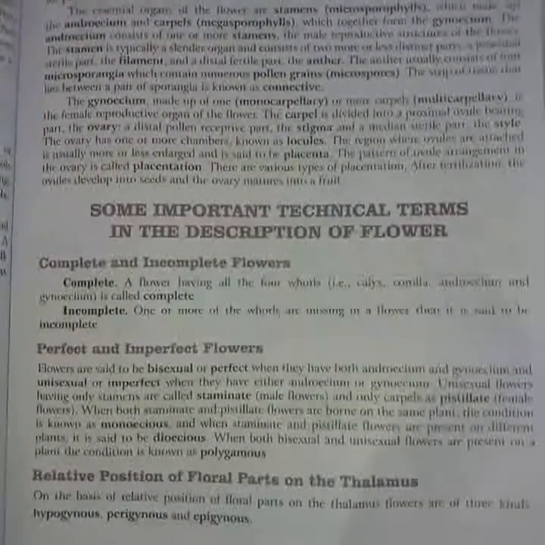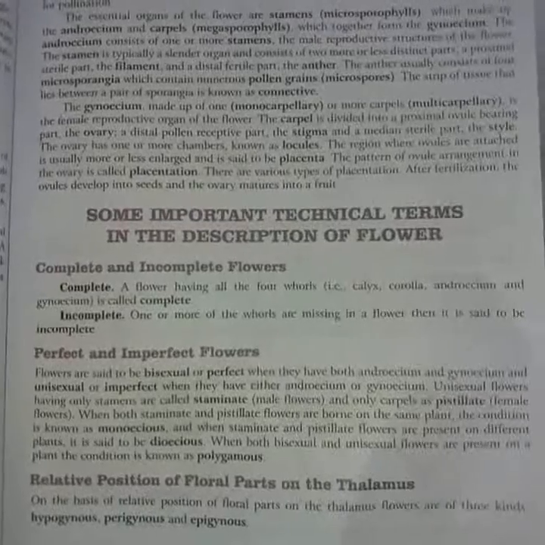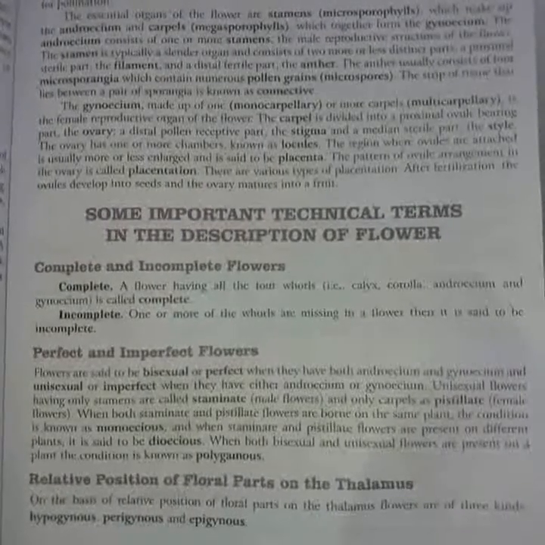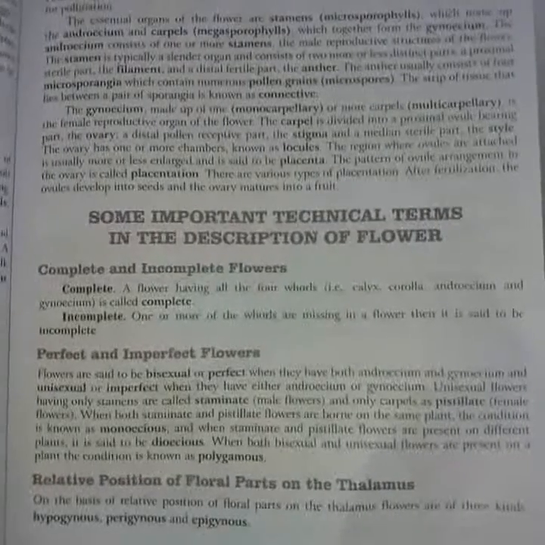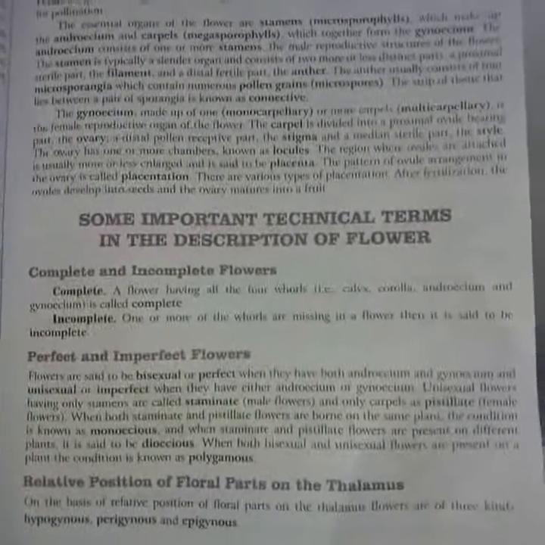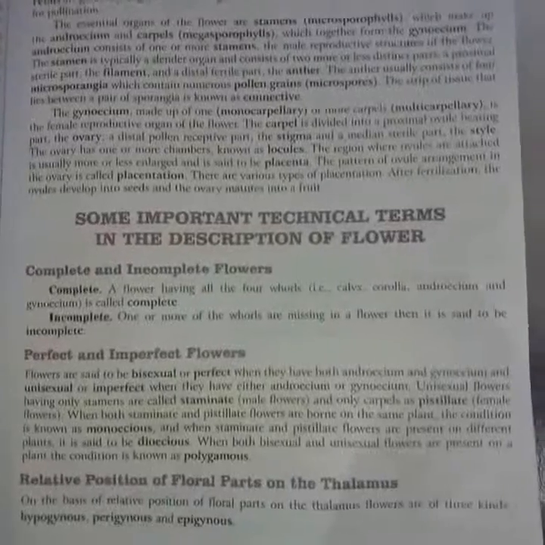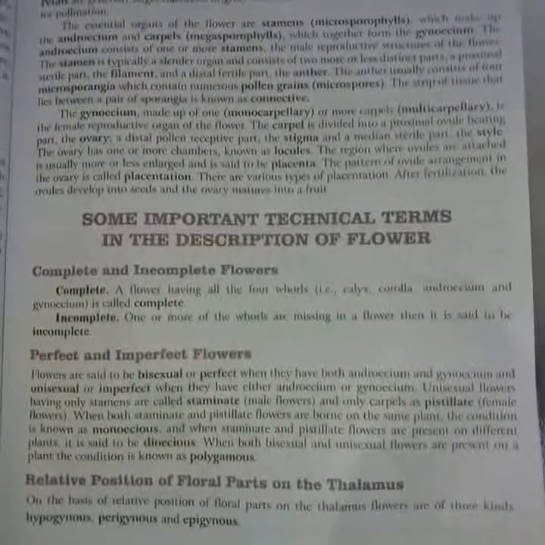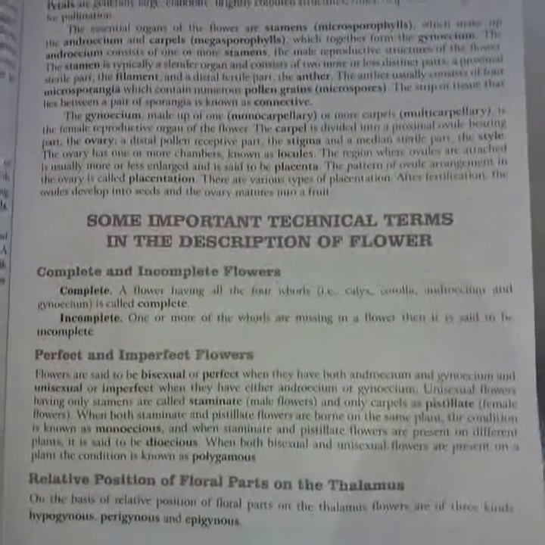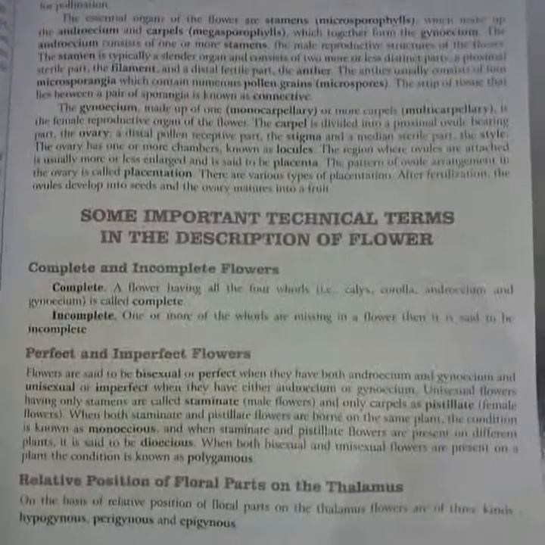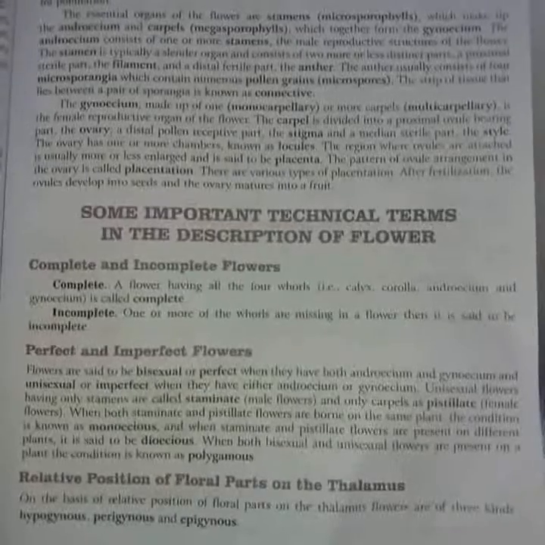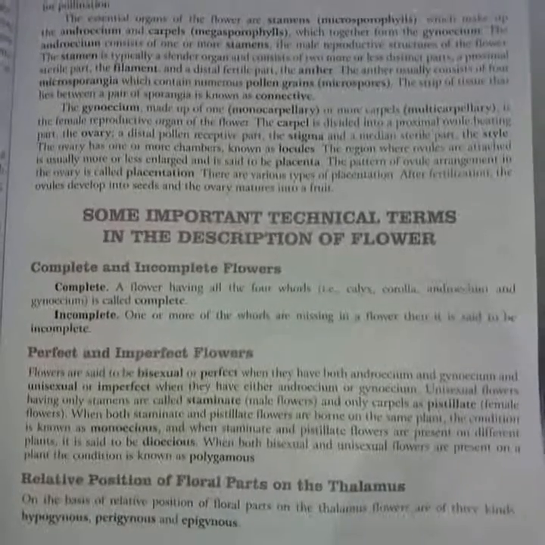Next, incomplete flowers. When one or more of the whorls, for example calyx, corolla, androecium or gynoecium, are missing in a flower, then it is called an incomplete flower. Incomplete flowers are present rarely.